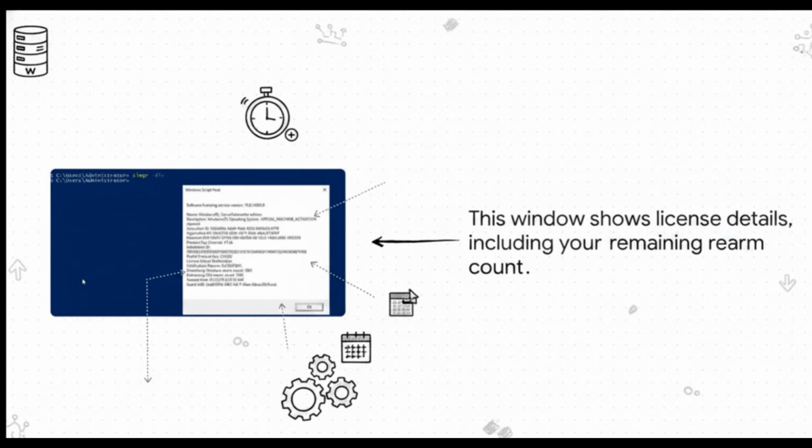Now, I know it looks a little complex, but you can ignore almost everything on here. We are only interested in one specific line, remaining Windows rearm count. This number tells you how many more times you can reset your trial, so definitely make a note of it.